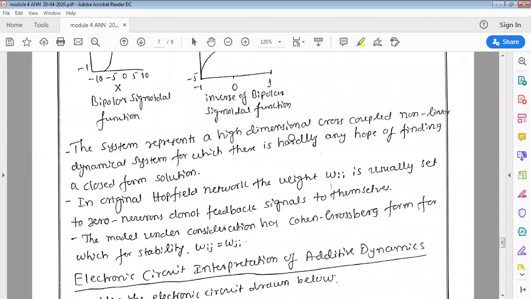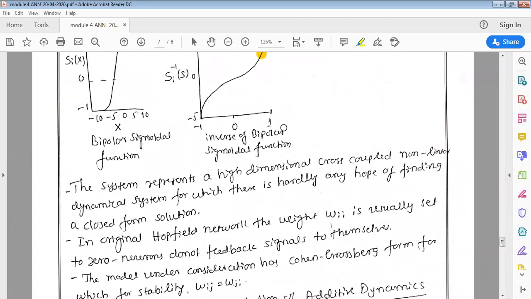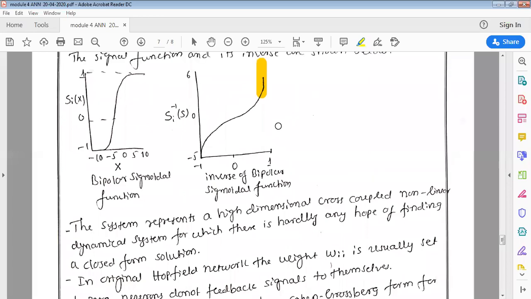So this system represents a high dimensional cross-coupled nonlinear system, which becomes very difficult to analyze, and it is difficult to find a closed form solution. You have to make certain approximations, which will give certain sets of answers. Any doubt till now? Are you able to follow?